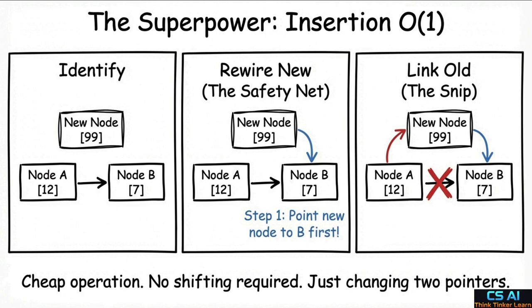Only after the new node correctly points to node B do we link the old node, which is like the snip. We then make node A point to our new node. This is a very cheap operation, requiring no shifting of existing data, just the change of two pointers. That's O(1) efficiency.